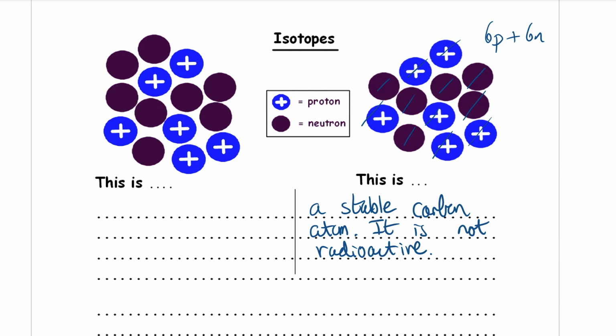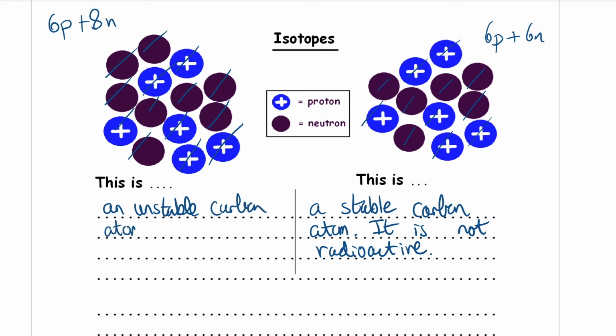Let's compare. We've got 1, 2, 3, 4, 5, 6 protons, and 8 neutrons. This is an unstable carbon atom. I'll call it a radioisotope. It has 2 more neutrons than protons.